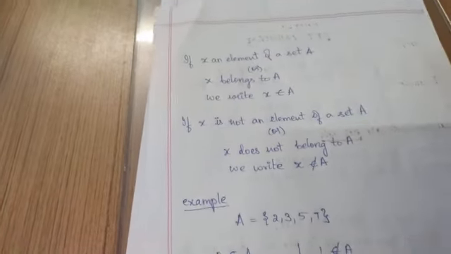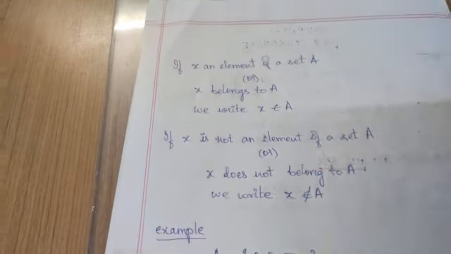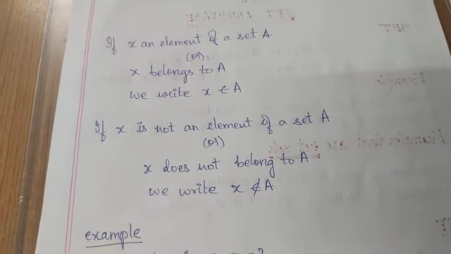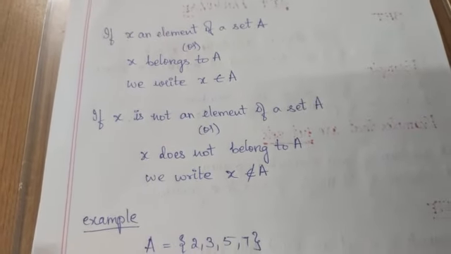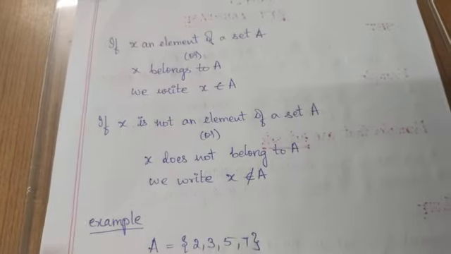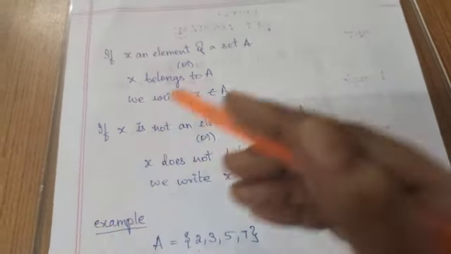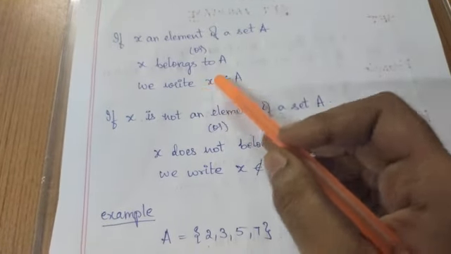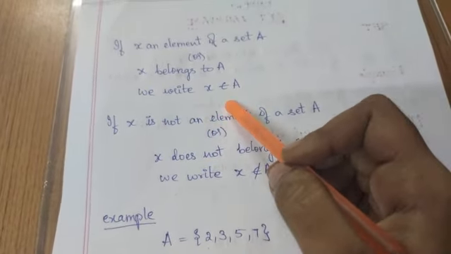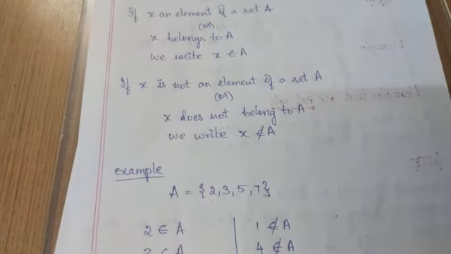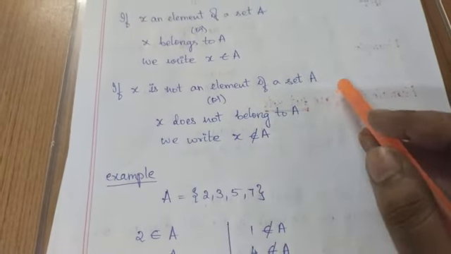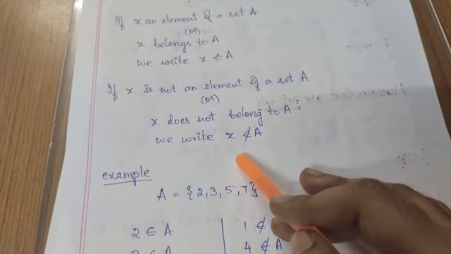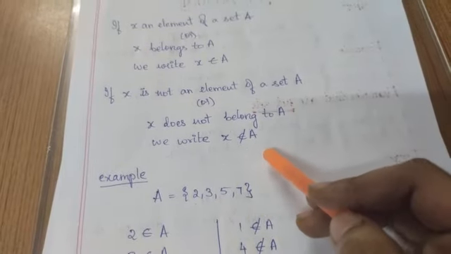The next thing we are going to see is: if x is an element of a set A, or x belongs to A, we write it as x ∈ A. This symbol tells us whether it is an element of A or not. If x is not an element of set A, or x does not belong to A, we write it as x ∉ A.